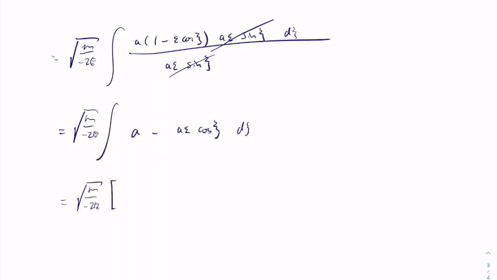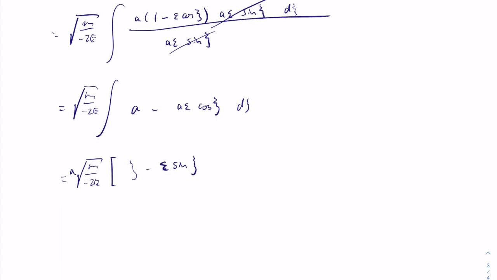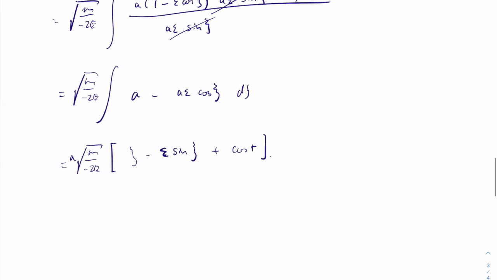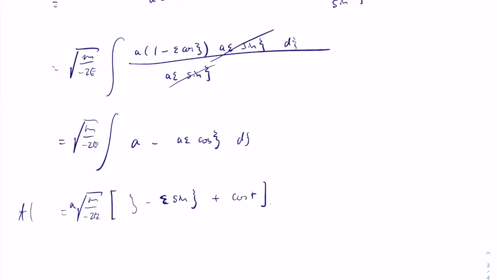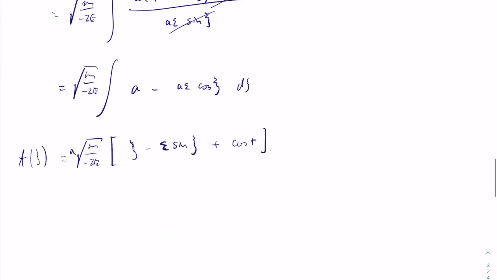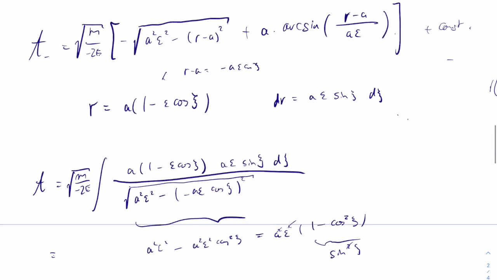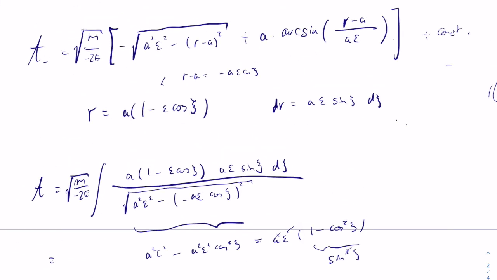Because that's one linear term and one cosine of xc that we have to integrate, and this is pretty easy. Some constant term. And now we're going to think about what t of 0 is. Well, t of 0, if we insert xc equals 0, is just a times 1 minus epsilon.